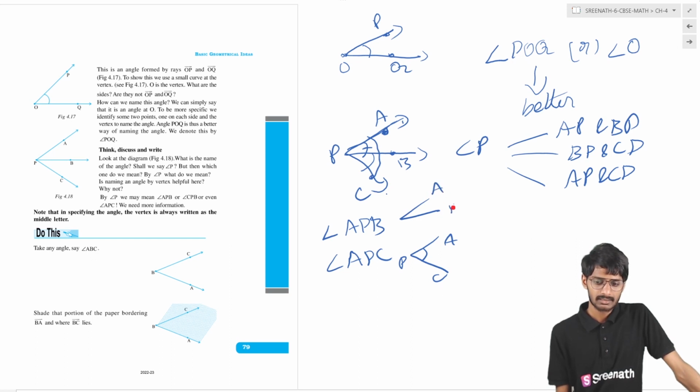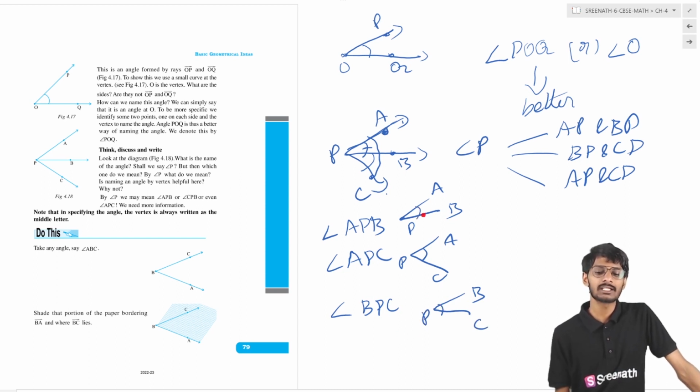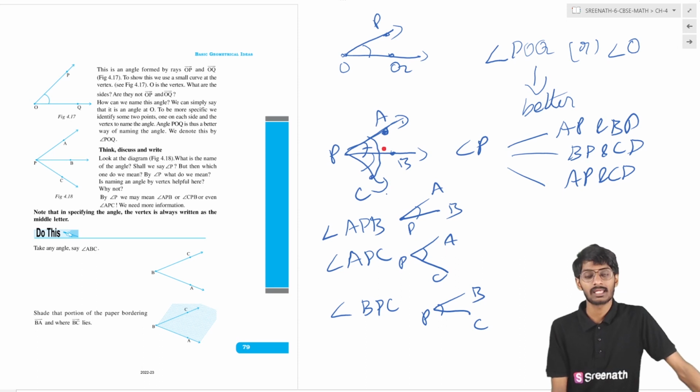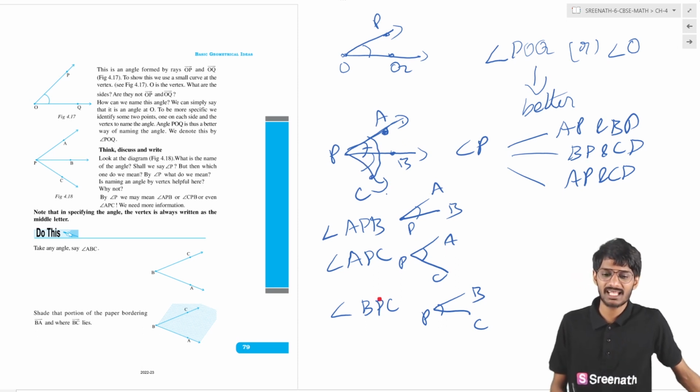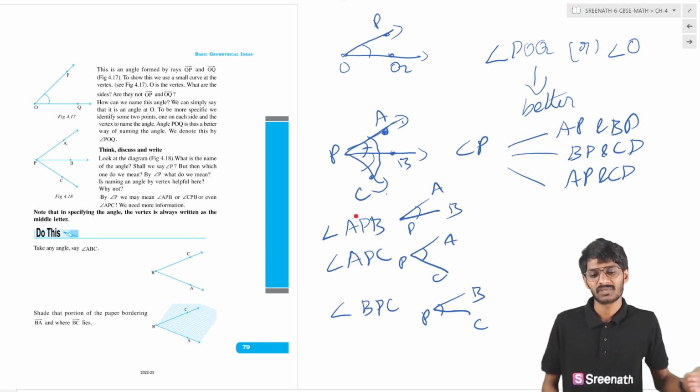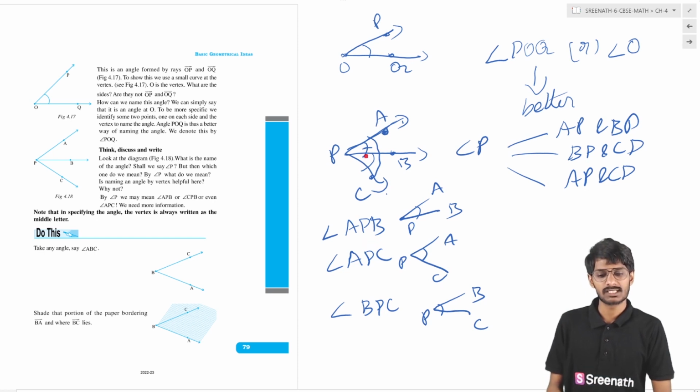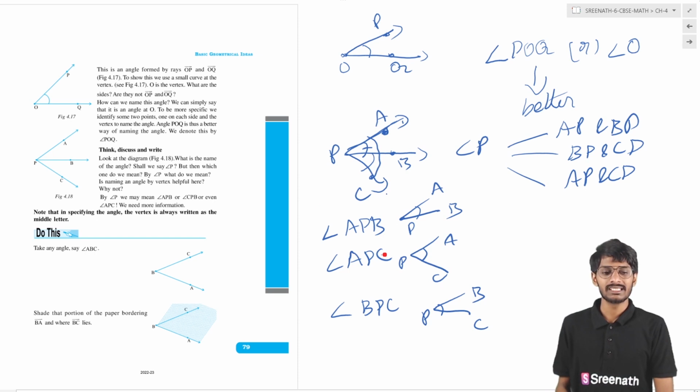This is A, this is B, this is P. Next is angle BPC. If you represent it in this way, you can clearly distinguish between the angles, students. So this is angle APB, this is the whole angle APC, and this is another small angle. In this way we have to represent the angles, students.